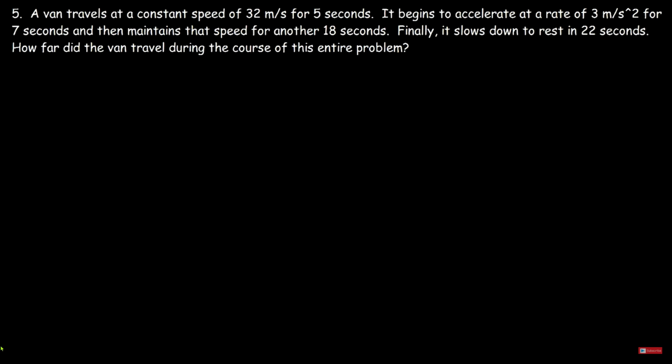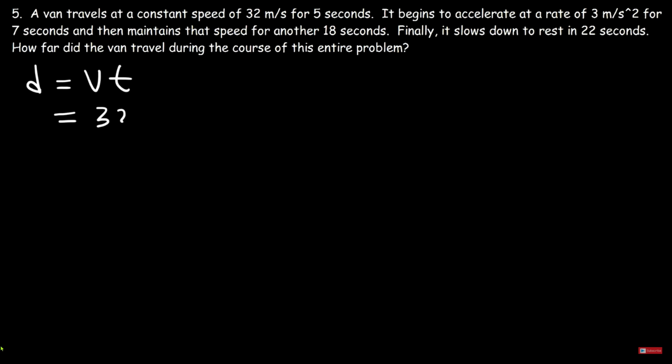So there's multiple parts in this problem, and we have to analyze each part separately. So let's start with the first part. The van is moving at a constant speed of 32 meters per second for 5 seconds. What equation should we use anytime an object is moving with constant speed when there's no acceleration? The equation that we need is this one. D is equal to Vt.